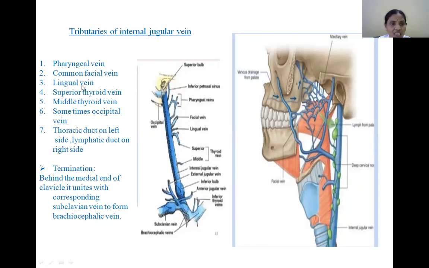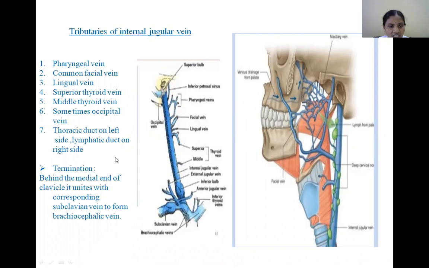Then beyond that, the lingual vein. The lingual vein drains into the internal jugular vein. And below that, the superior thyroid vein and middle thyroid vein. Sometimes the occipital vein also drains into this internal jugular vein.